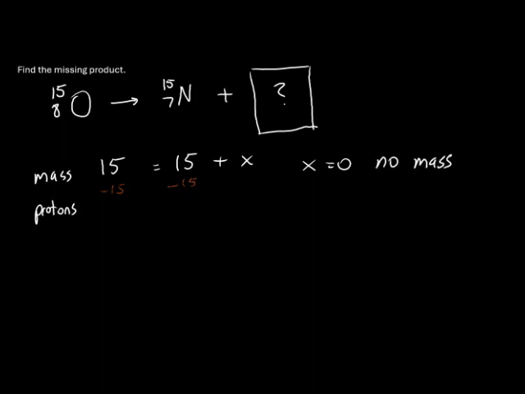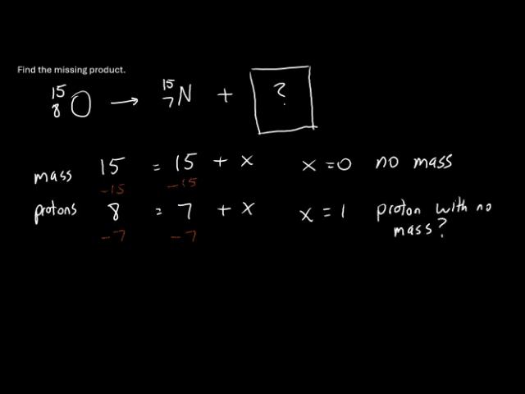Now I'll check my protons. If I have an 8 on the left and a 7 on the right, I can set up the equation to say 8 equals 7 plus x. Then I subtract 7 from both sides, giving me an x of 1. So, somewhat confusingly, I do have what appears to be a proton, but has no mass.